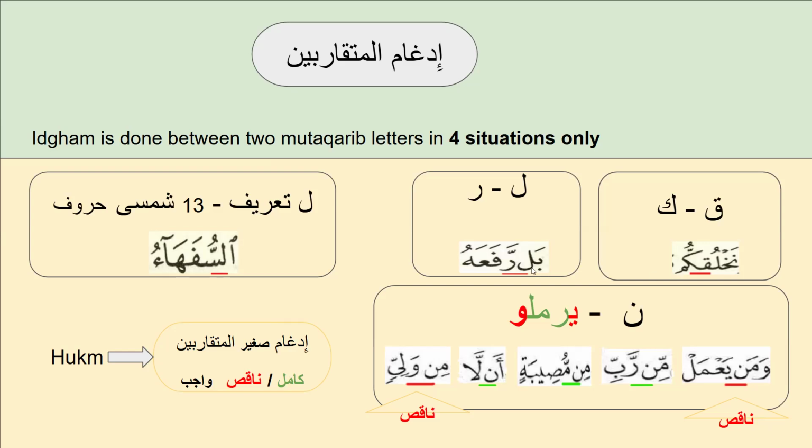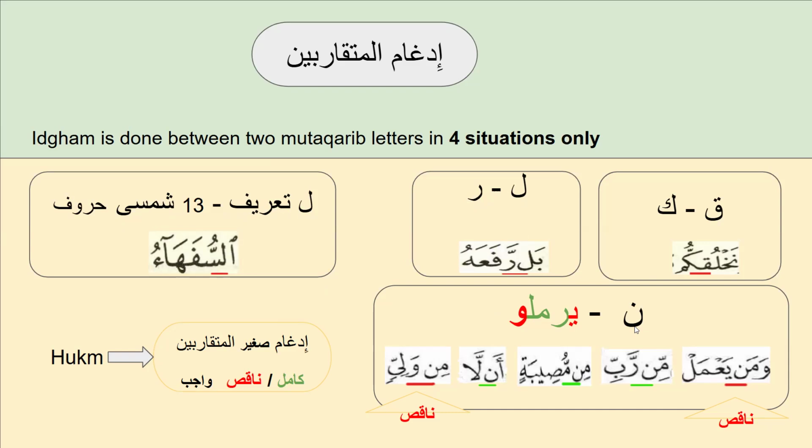Nakhlukum. Lam is merging into ra. Barrafa'ahu. Lam ta'rif is merging into any of the 13 shamsi huruf if they come after it. As-sufaha'u.